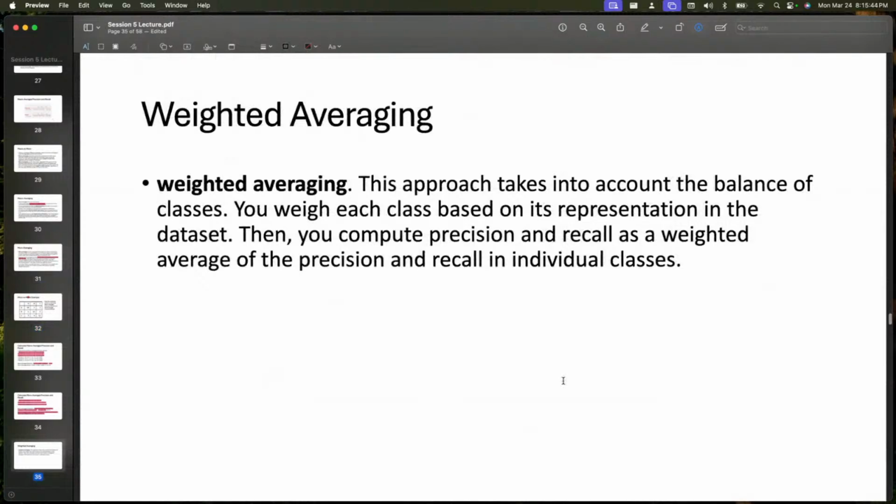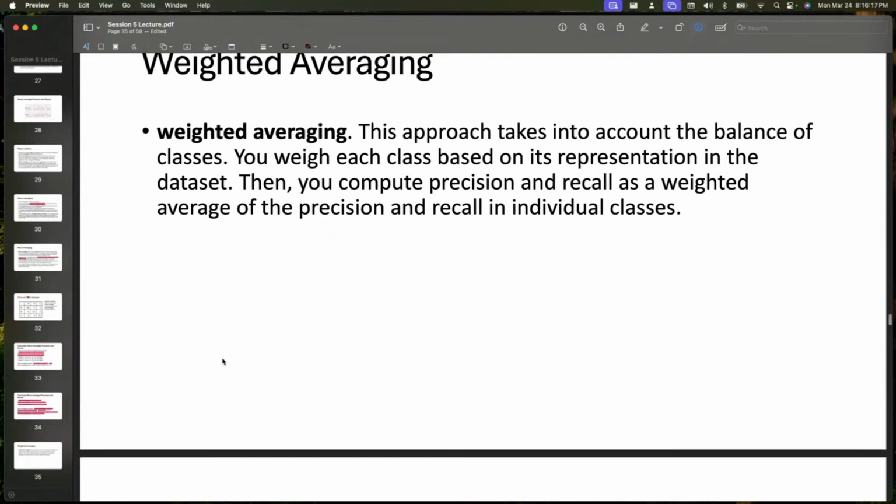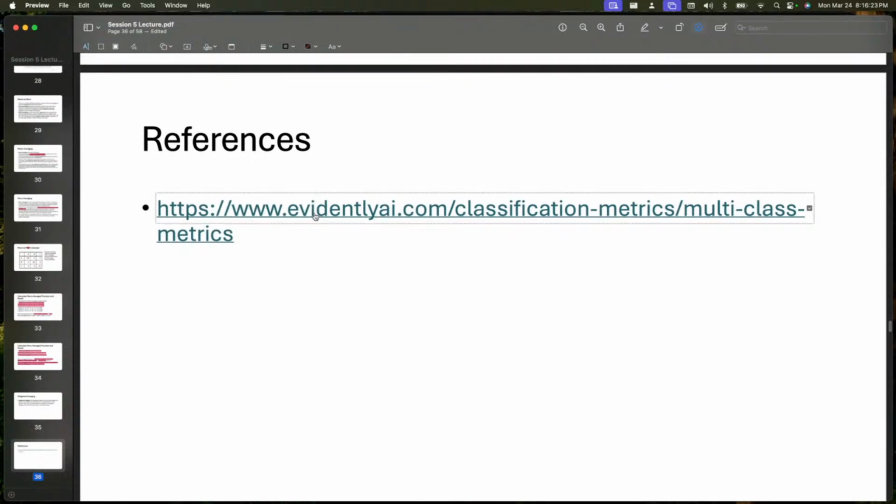Well, we could do weighted averaging. So here's the balance between the two. This is what I recommend. Weighted averaging takes into account the balance of your classes. So you weight each class based on its representation inside of the data set. And this is what I recommend most of the time. Obviously, if you want each class to have equal representation, that's a very reasonable way to do that. So weight each class based on representation in the data set, and then compute the precision and recall as a weighted representation.